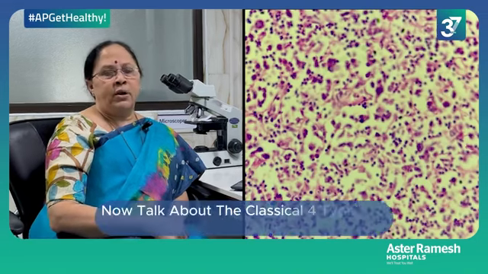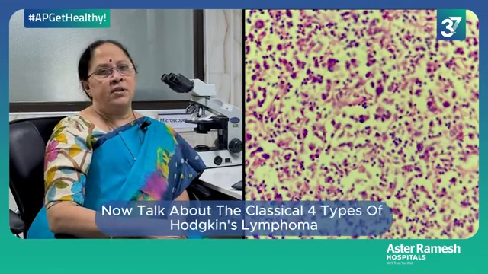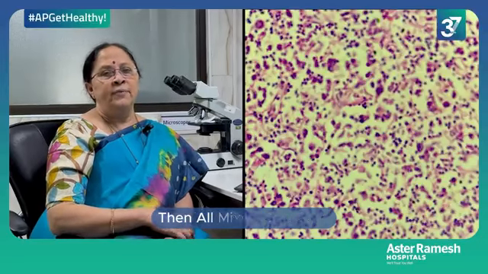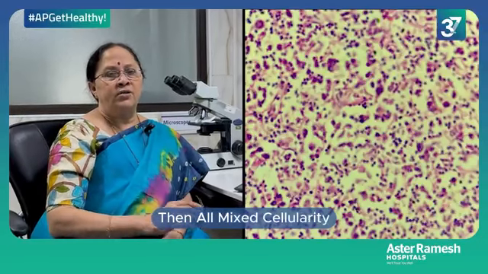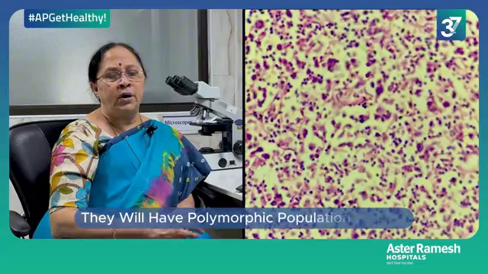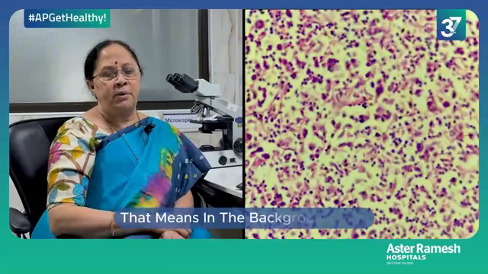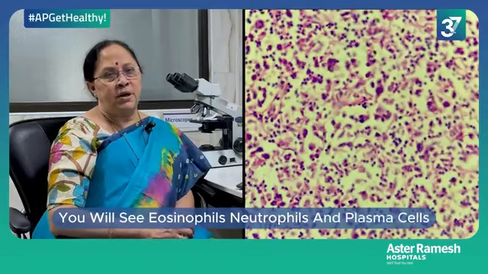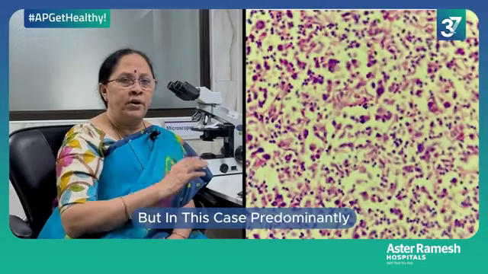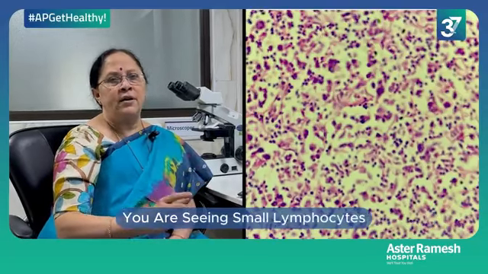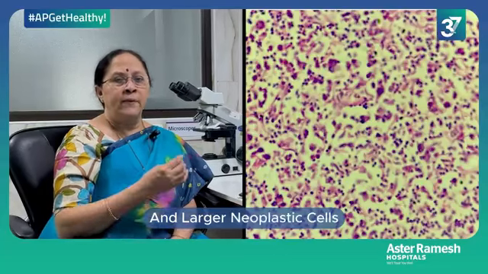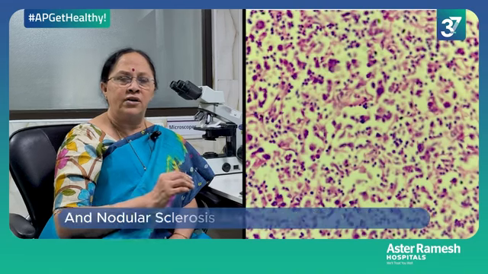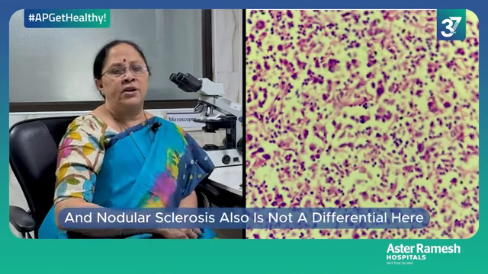Now, talk about the classical four types of Hodgkin's lymphoma. It is not nodular sclerosis because we are not seeing any sclerosis. Then mixed cellularity and nodular sclerosis will have a polymorphic population of cells in the background. That means you will see lymphocytes, eosinophils, neutrophils and plasma cells. But in this case, predominantly you are seeing small lymphocytes and larger neoplastic cells. So, mixed cellular variant is not a differential here, and nodular sclerosis also is not a differential here.